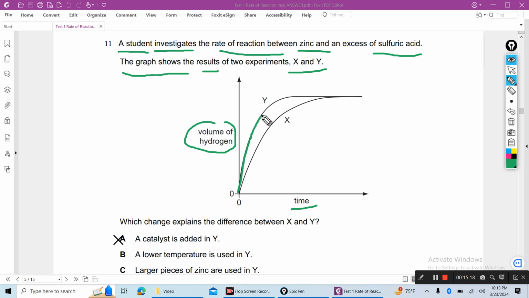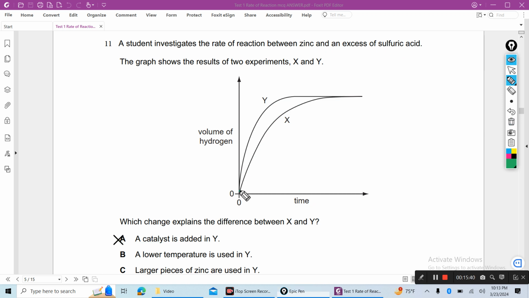Y is the steeper graph, that means the rate of reaction is high. X is the less steep graph, that means the rate of reaction is low. So which change explains the difference in X and Y? In Y, as the rate of reaction is high, that means answer A is correct. A catalyst is added in Y. When a catalyst is added, the rate of reaction will be higher, but the total amount of gas will be the same. So, a catalyst is added in Y.